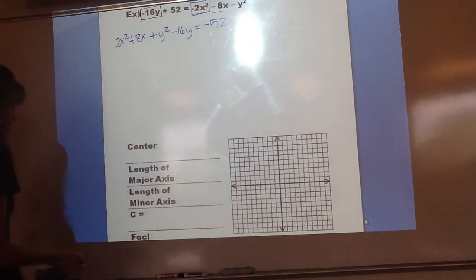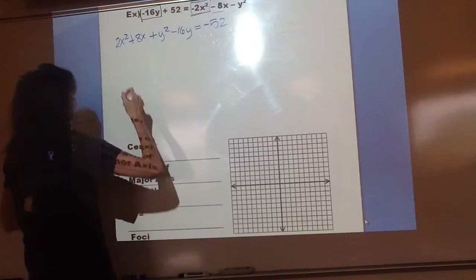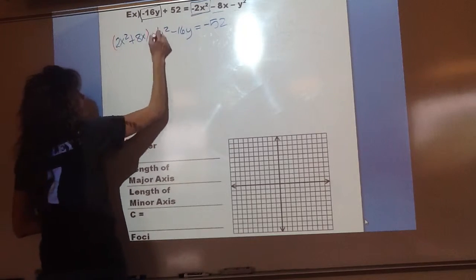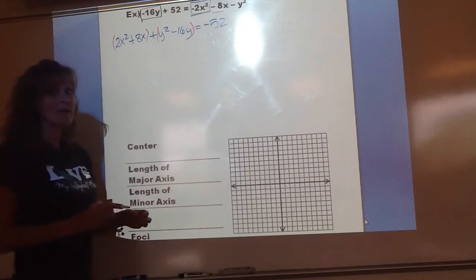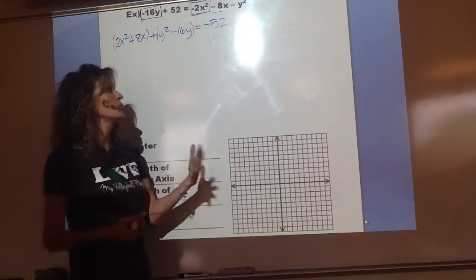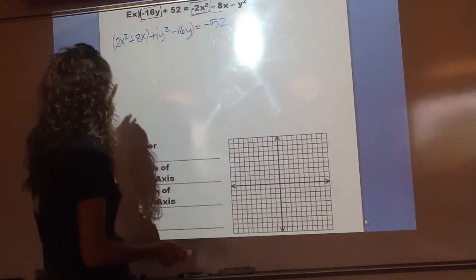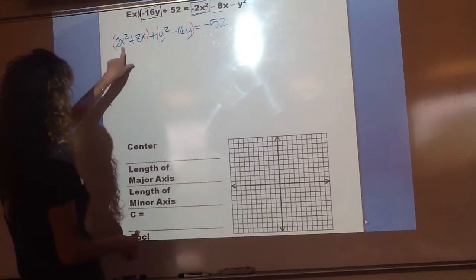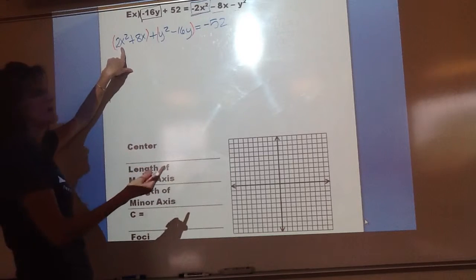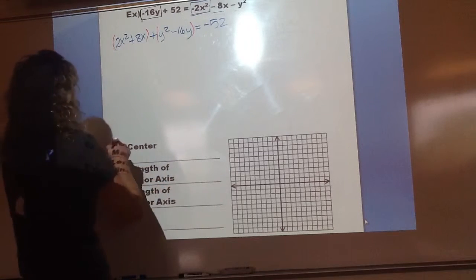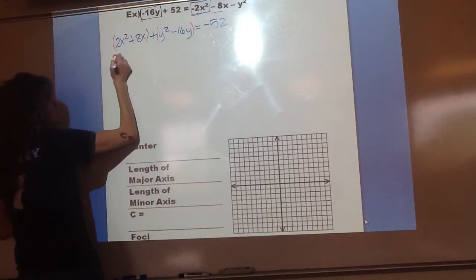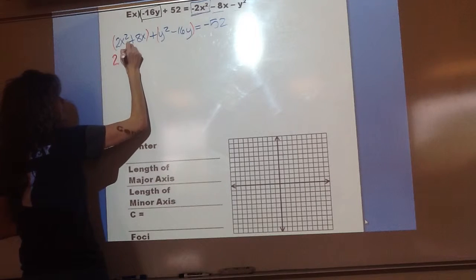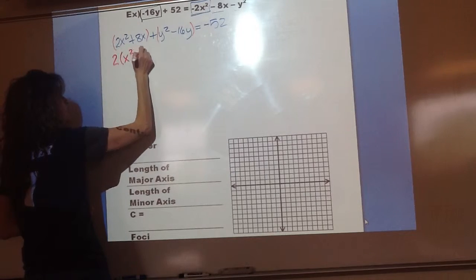Okay, so now I'm going to group together my x's and my y's, and I'm going to complete the square so that I can get the equations that I need. But to complete the square, remember that this leading coefficient has to be 1. So I need to divide out the 2. And when I divide out the 2, I have x squared plus 4x.